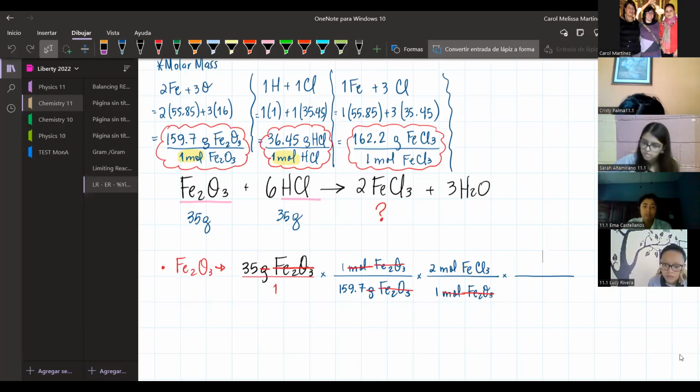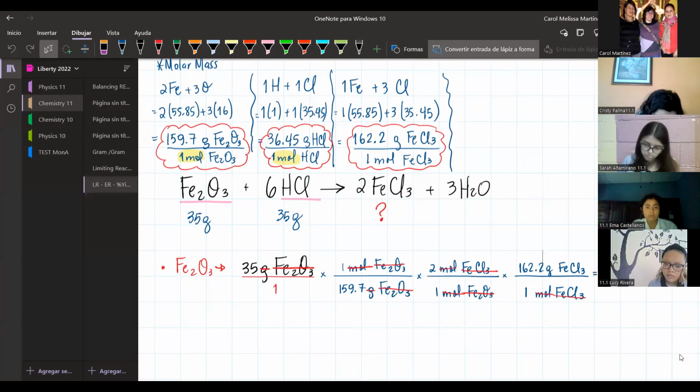So where am I going to write the moles? Down, okay? So I say in 1 mole of iron 3 chloride are 162.2 grams of iron 3 chloride. I get rid of the units. Moles with moles, iron 3 chloride with iron 3 chloride.